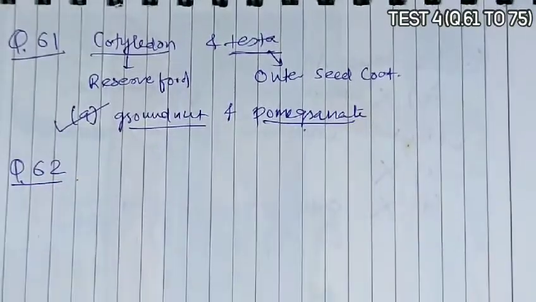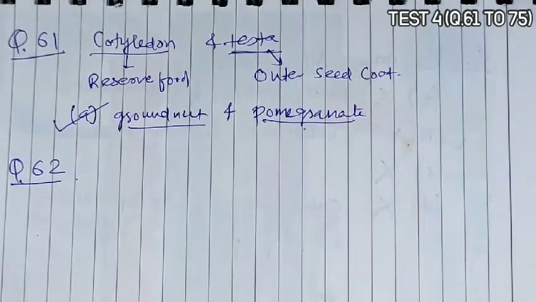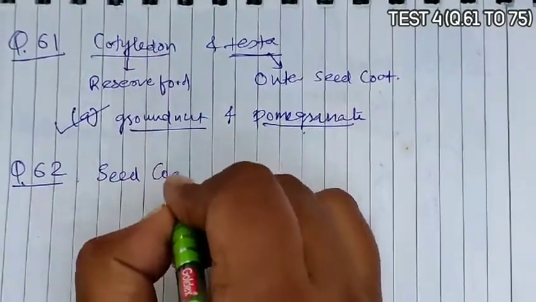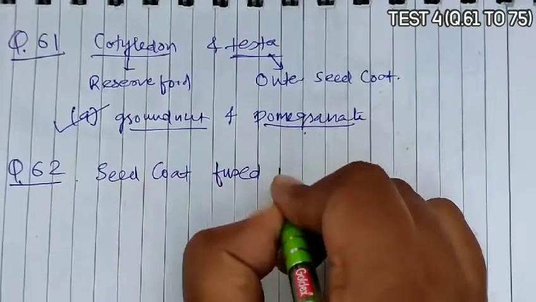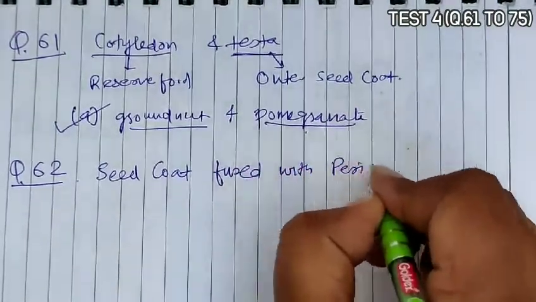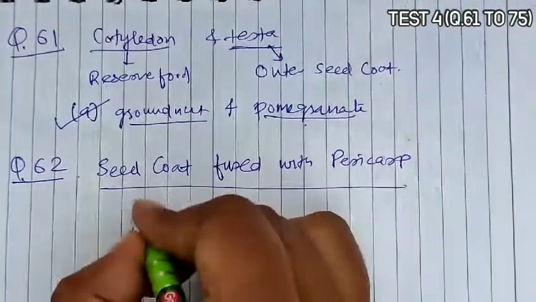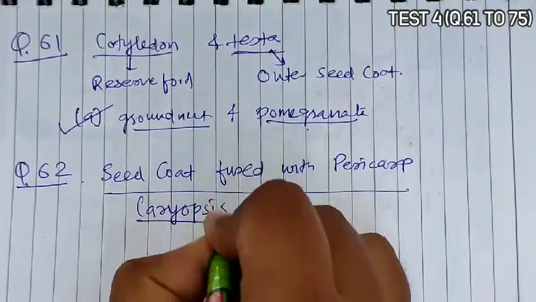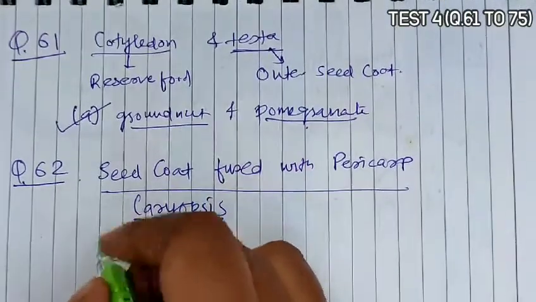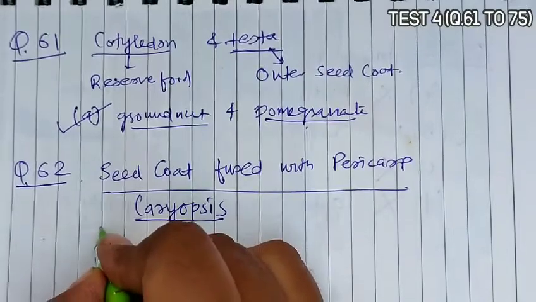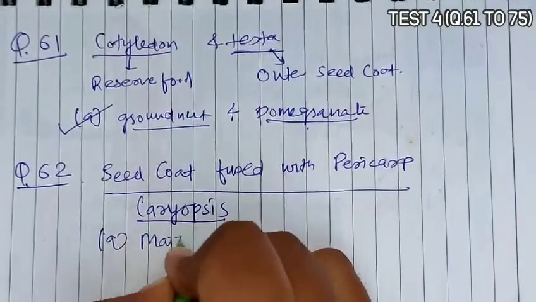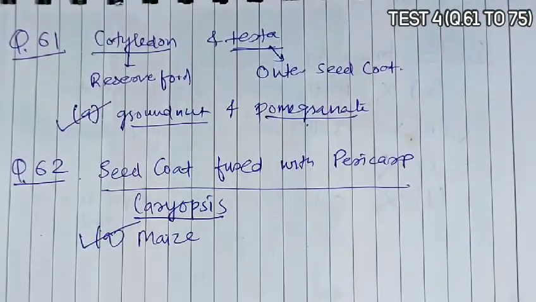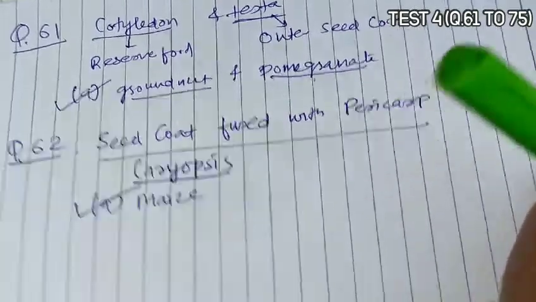Question 62. It asks that seed coat is membranous and fused with the pericarp. So when seed coat is fused with pericarp, this type of fruit comes under a group known as caryopsis. The examples of caryopsis are maize and wheat, that is cereals. Now option A is maize, so that becomes the correct answer, because in option B and option C, gram is given, which is not a part of caryopsis.